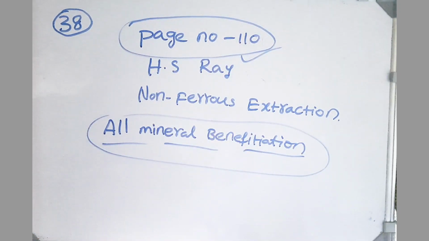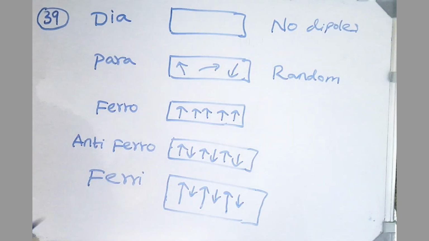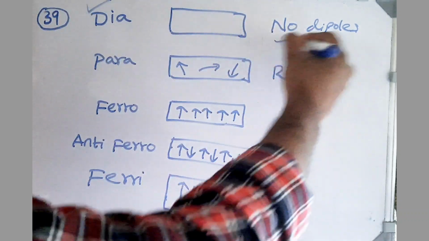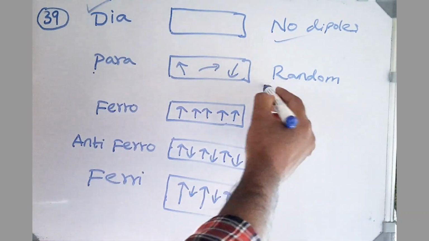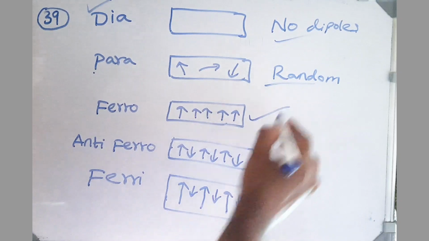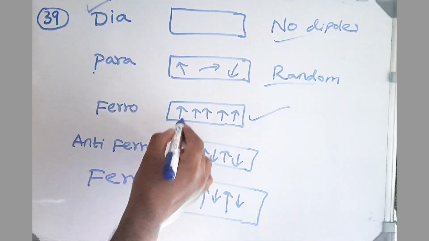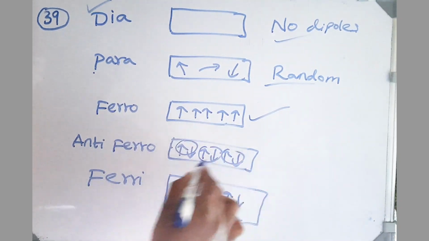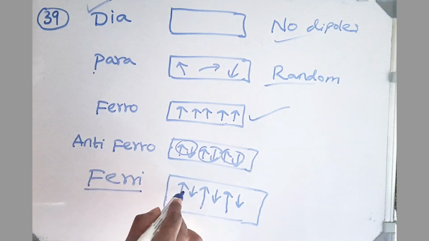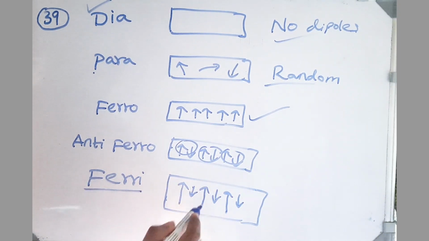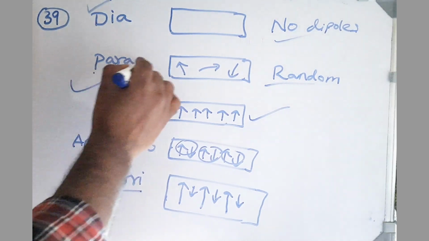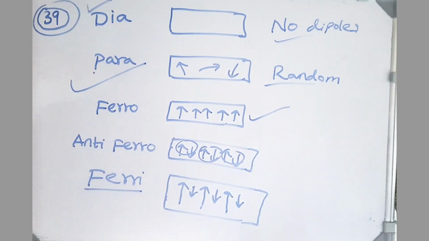So moving on. Question number 39 is magnetic moments. For diamagnetic, there are no dipoles; for para, random arrangement of the dipoles; for ferro, extremely unidirectional dipoles; and for antiferro, all these dipoles are getting cancelled, so they are exactly opposite. And for ferri, the magnetic moment on one side is higher than the rest, so there is a partial magnetism. From this concept, we can answer question number 39.